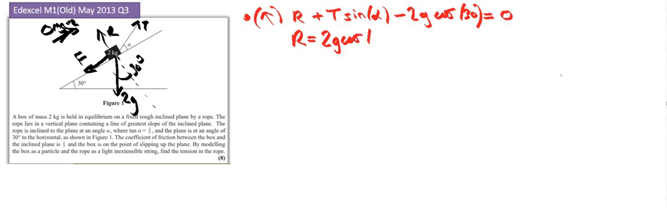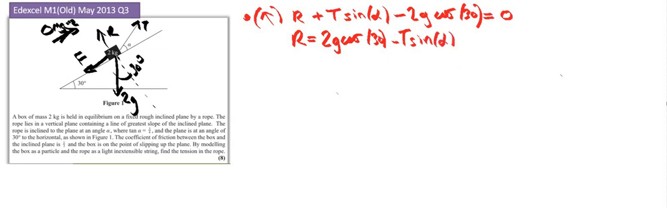Now, I've got the other force, I've got the gravity vector going down, 2g. That's at an angle of 30 to the vertical. So that's 2g cos 30. And my object is not moving in the vertical plane, so therefore that's equal to 0. Okay, so that means that R is equal to 2g cos 30 minus T times sine of alpha.